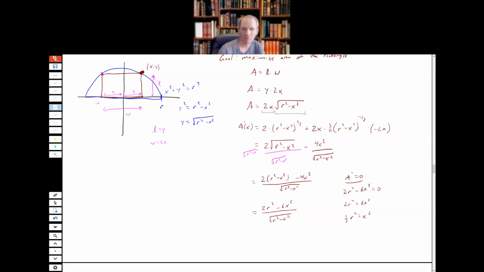Oh, I made another mistake. I need to be more careful. 2x times negative x over the square root is a negative 4x squared, but then I left out this half.